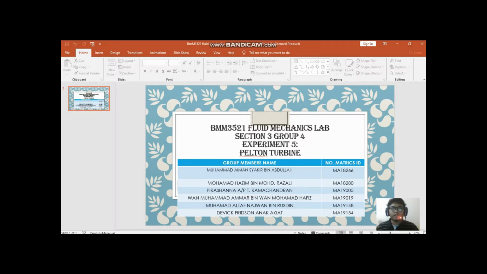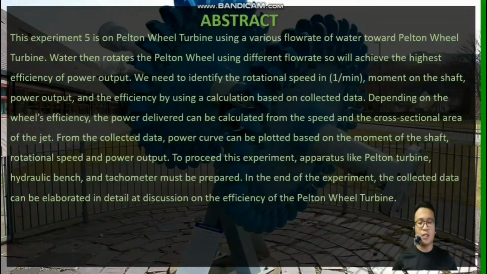My name is Muhammad Altaf Najwan Birusdin, ID metric MA19148, and I'm going to introduce my other teammates: Muhammad Aiman Shakir bin Abdullah, MA18266; Muhammad Hazim bin Muhammad Razali, MA18280; Irashana anak perempuan T. Ramachandran, MA19005; Wan Muhammad Ahmad bin Wan Muhammad Hafiz, MA19019; and the last one, David Frickson anak Akiat, MA19154.